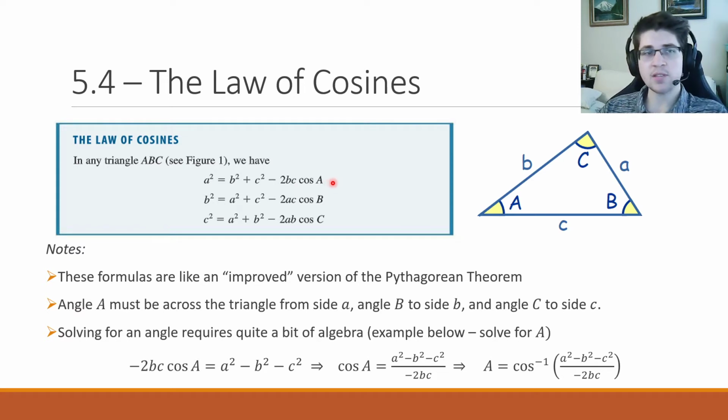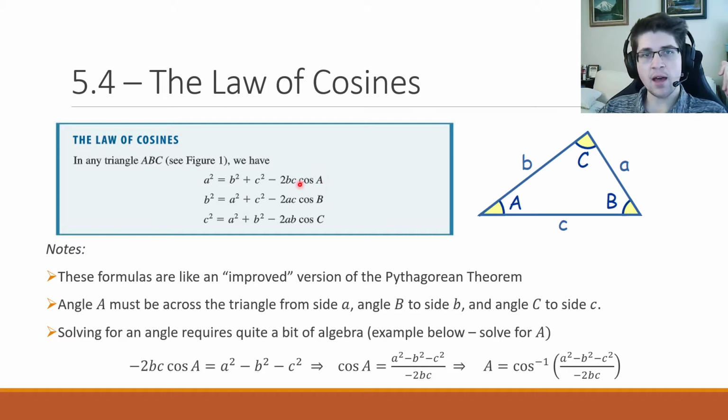So notice that the first one says a squared is equal to b squared plus c squared minus 2bc cosine capital A. So in this formula, we have three lowercase letters, which are the sides of the triangle, a, b, and c, and then lastly, capital A, which is the angle A in that triangle.